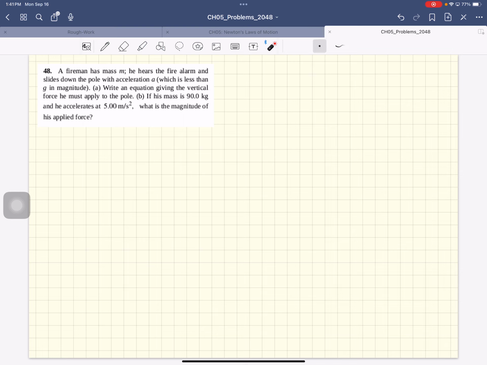All right. So this problem says a fireman has mass m. He hears the fire alarm and slides down the pole with an acceleration a, which is less than g in magnitude. Write an equation giving the vertical force he must apply to the pole.